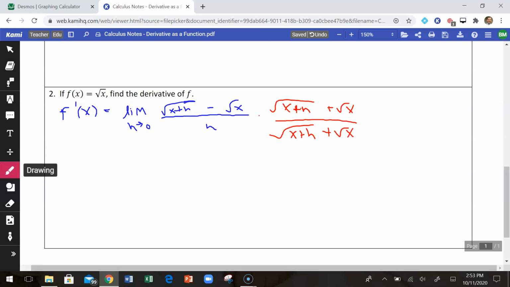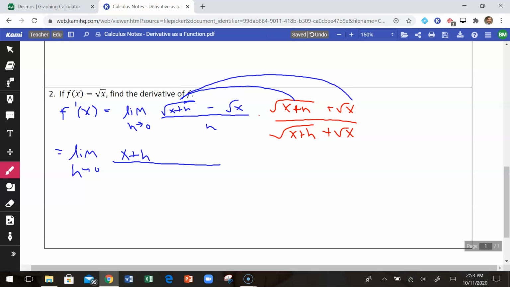Alright, so we end up with equals the limit as h approaches 0. So on top, the square root of x plus h times the square root of x plus h, that is x plus h. Remember, when you multiply conjugates, the outside and inside cancel each other out. So the square root of x times the square root of x plus h, and then minus the square root of x times the square root of x plus h, those two will cancel each other out. So I'm not even going to do that. And then I'm going to multiply the last terms together. The negative square root of x times positive square root of x is just negative x.